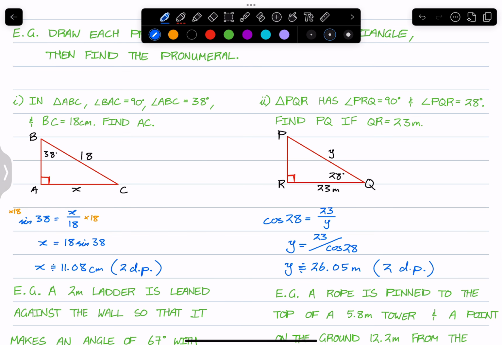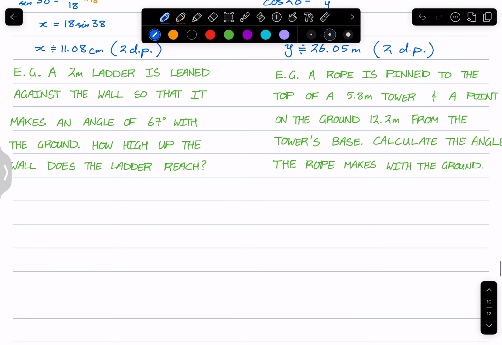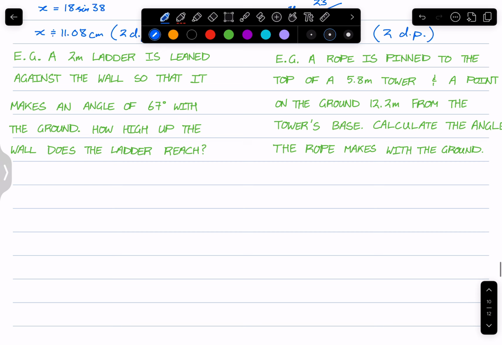I hope that's giving you an insight into how we can interpret this language into a triangle first, and then solve using trigonometry. Hope to see you in the next video where we tackle the next set of problems.